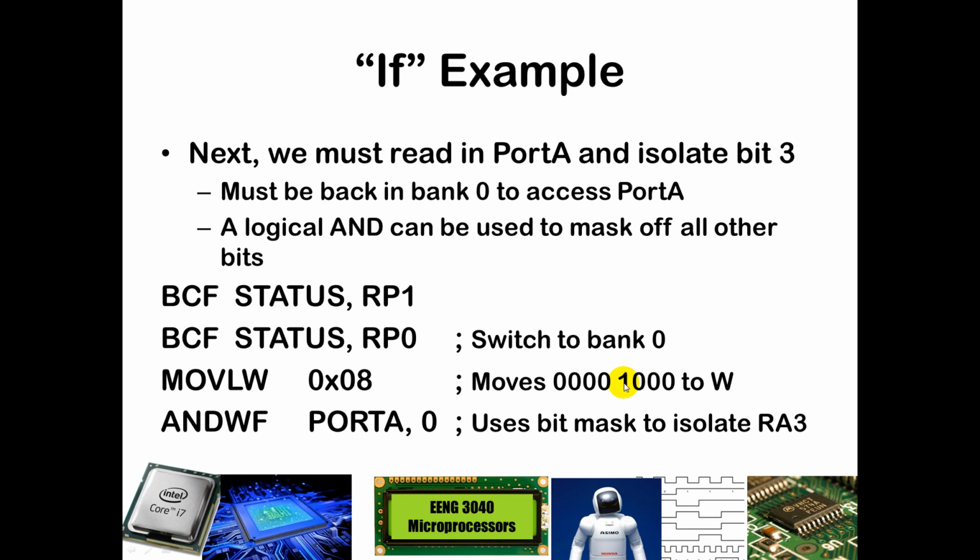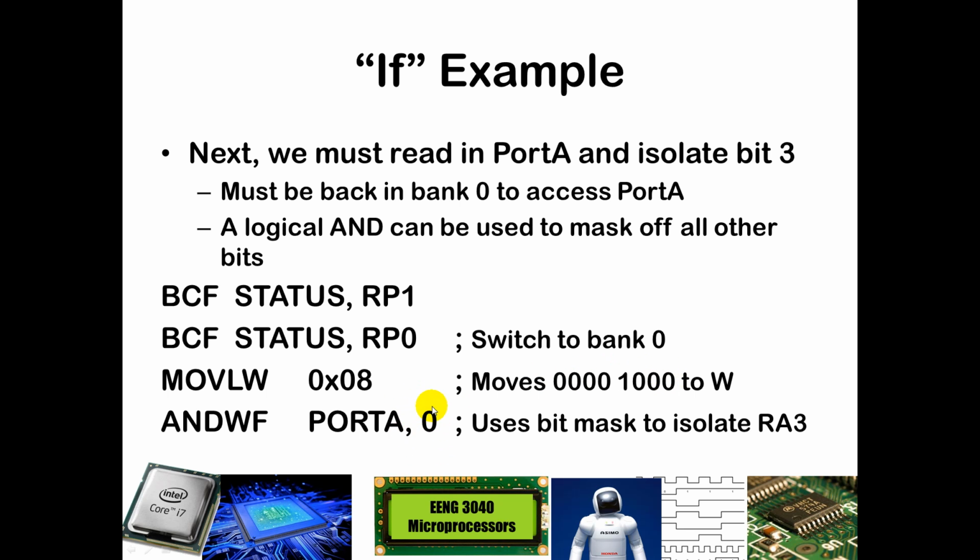And then right here, what's going to happen? Well, we're ANDing a 1 in W with whatever happened to be in port A bit 3, and if that was a 1, the result of that AND operation is going to be a 1. If that was a 0, the result of that AND operation is going to be 0. But we know all 7 of the other bits are going to be 0.